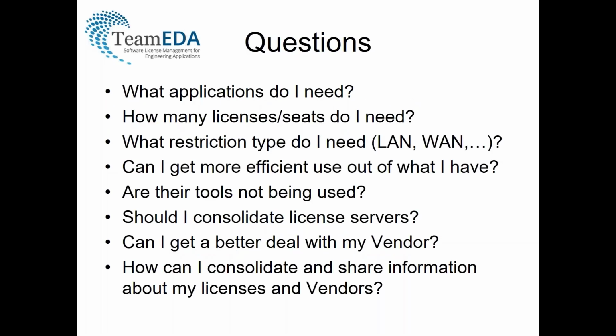Questions that you may have about engineering software: what applications do I need? I'm sure you already know that, but the question is, do you need more or less of that application, or a different kind of application? How many licenses and seats do I need? What restriction type do I need? By this I mean floating licenses as opposed to node locked. The floating licenses are always under some kind of restriction: WAN, LAN, and variations thereof, and the price of the software depends on the kind of restriction.